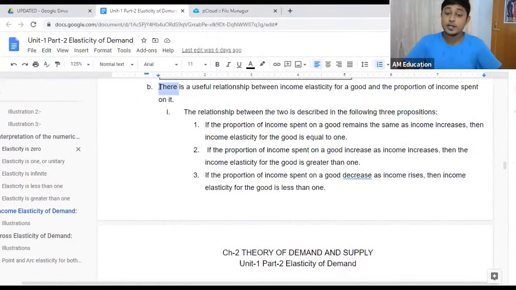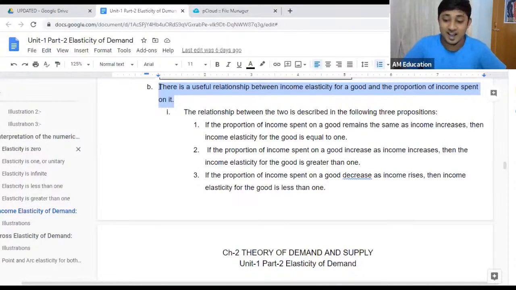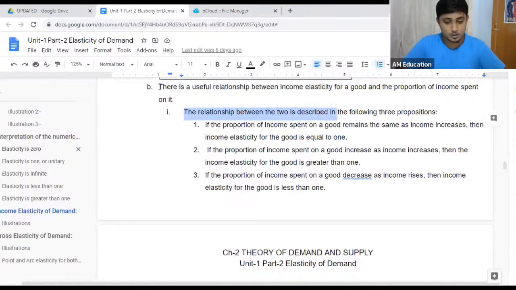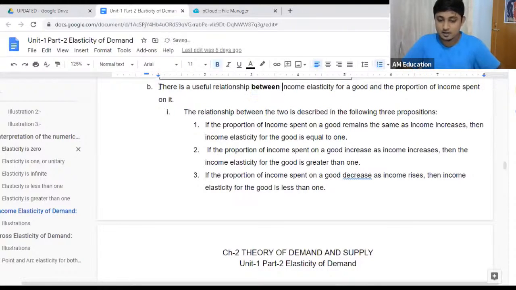There is a useful relationship between income elasticity for a good and the proportion of income spent on it. What is it telling us? The relationship between the two is described. So what are we talking about? Between some things, right? What are those two things we are referring to? This is income elasticity of demand and the proportion of income spent on it. What do you mean by proportion of income spent on it?